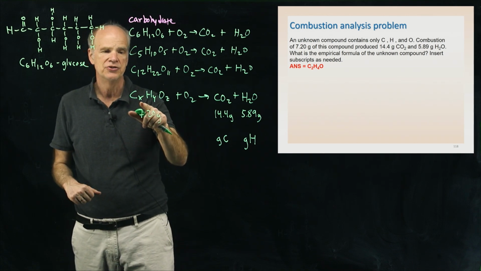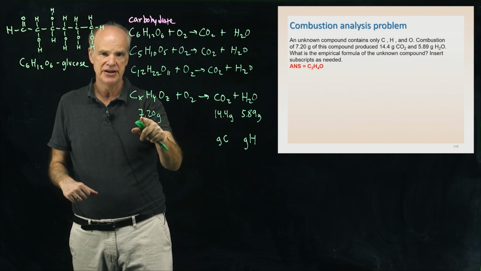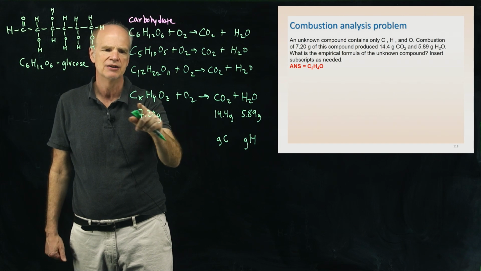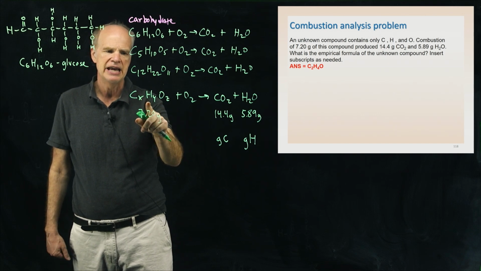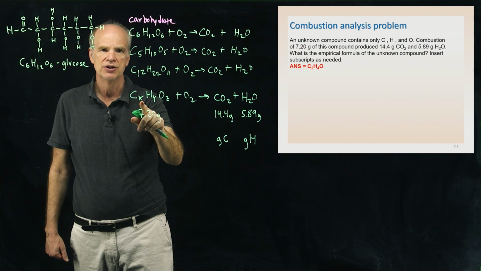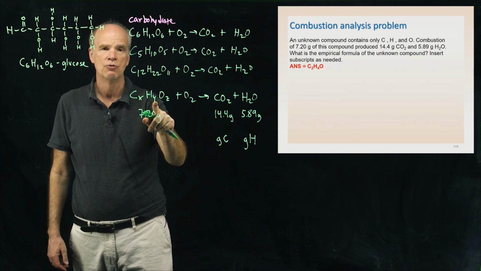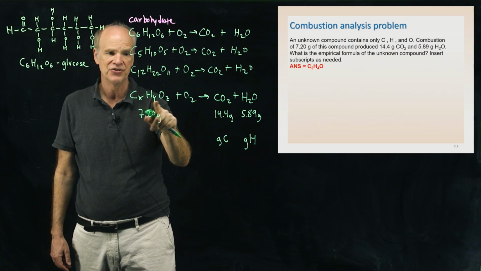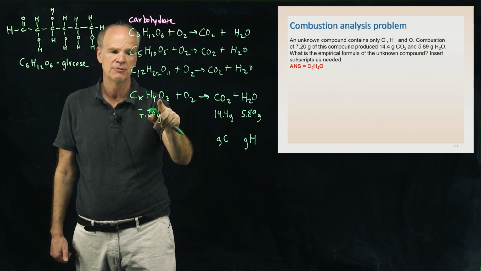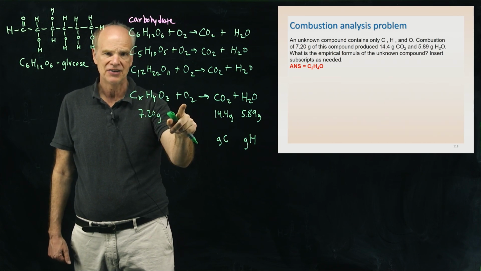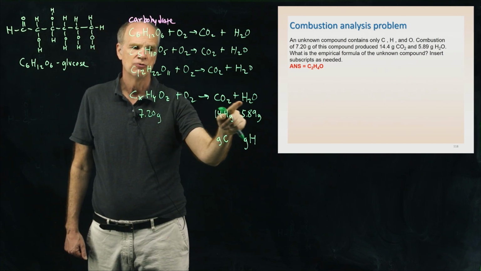So what I want to do here is generalize the idea. If you have any kind of carbohydrate, I've written C, H, and O, and then a little x subscript for the number of carbons you might have, a little y subscript for the number of hydrogens, and a little z subscript for the number of oxygens. Any carbohydrate here will react with oxygen to produce carbon dioxide and water.